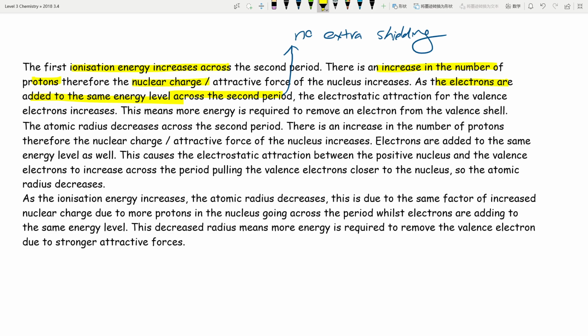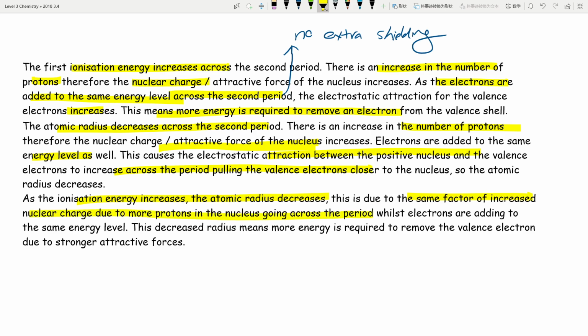Now the nuclear charge increases, therefore more energy is required to remove the electrons, and the atomic radius decreases. It's really weird how the answers are structured, I would write the radius first. So the radius decreases because there are more protons, a stronger effective nuclear charge added to the same energy level. So you have a stronger pull on the valence electron toward the nucleus. The ionization energy increases for the same factor, increased nuclear charge and more protons.